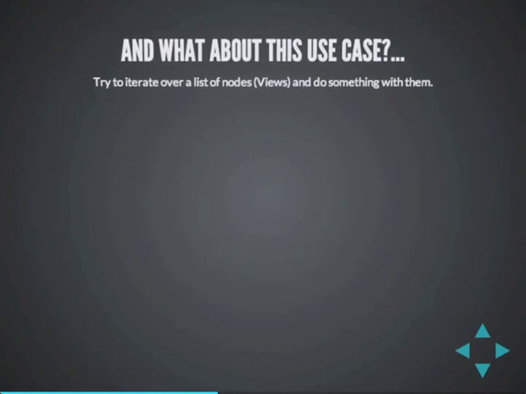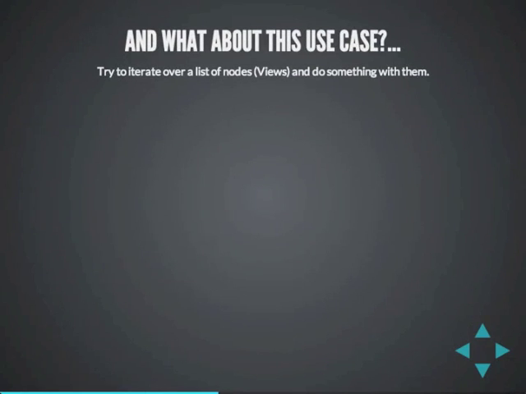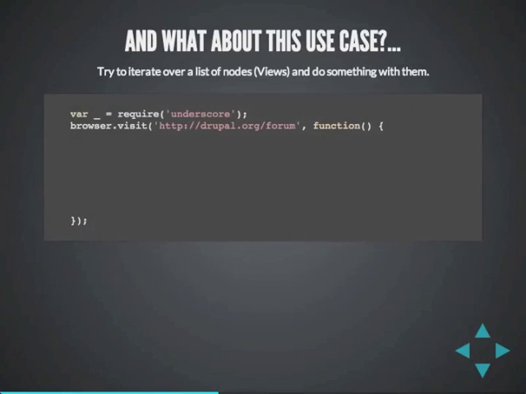Let's actually look at another use case. Another example that will blow your mind. Let's try to iterate over a list of nodes in a view and do something with them. The very first thing we're going to do, I'm going to use a library called underscore. I recommend everyone use that. I'm going to visit the Drupal.org forum, and you guys can actually do this in your console. From that, I'm going to get all the nodes, basically all the tbody TRs, which is basically the table. So I'm getting every single row within the table.